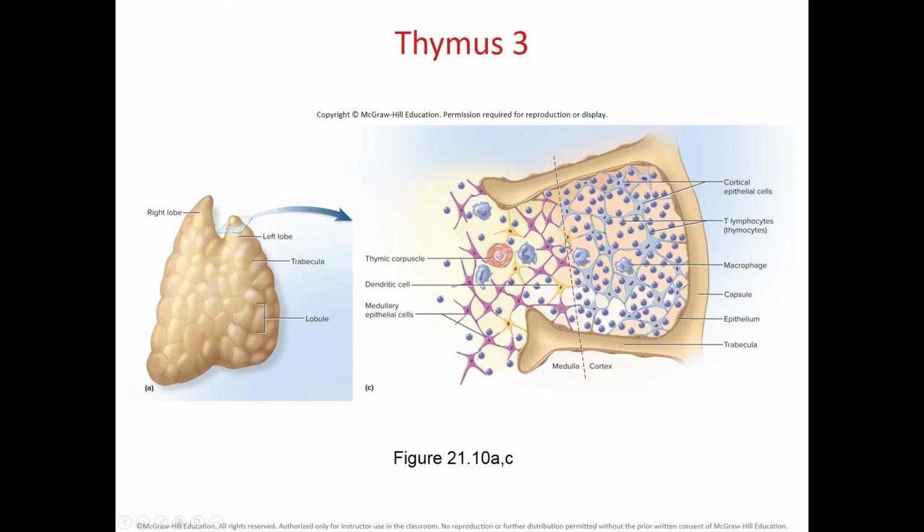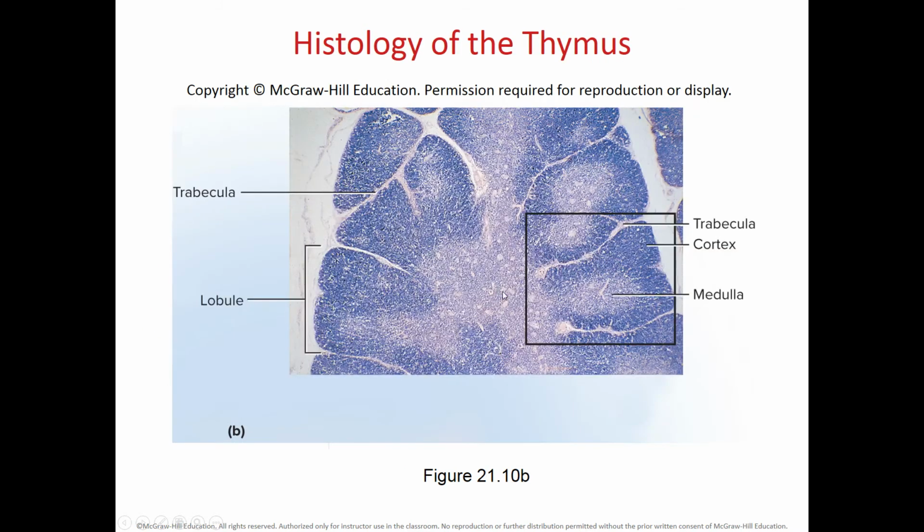So this is where we have the thymosins and all these hormones training these T lymphocytes, not activating them, training them. And here we have dendritic cells that support all of this tissue. And we have here this tissue that is specific for the thymus, called the thymic corpuscle.